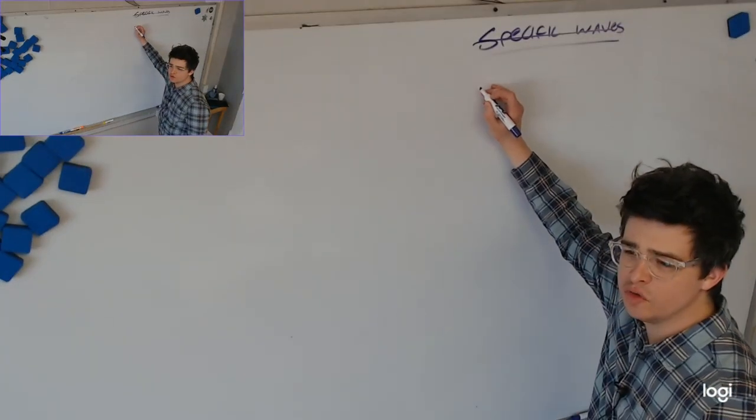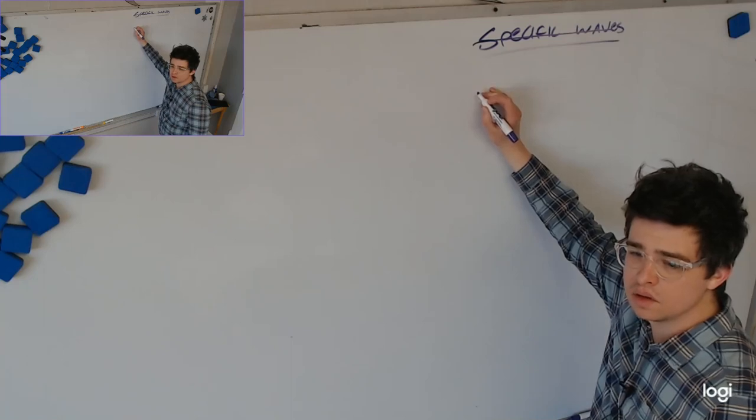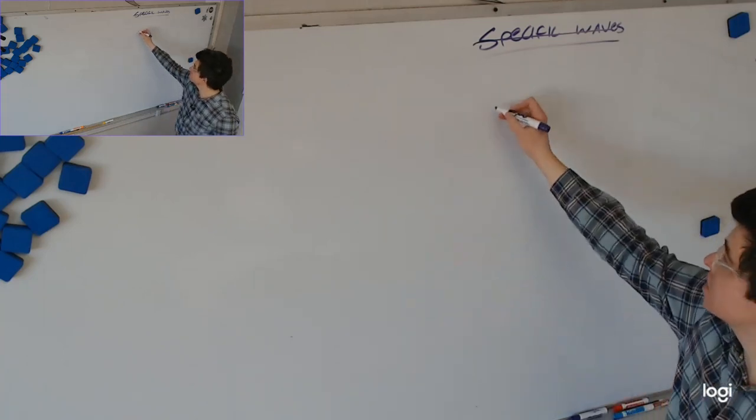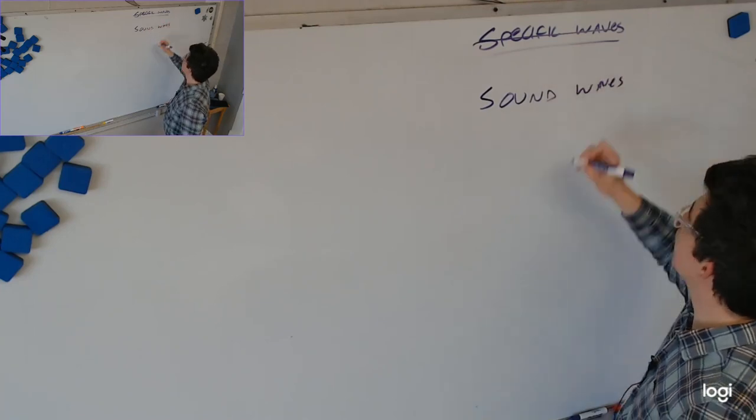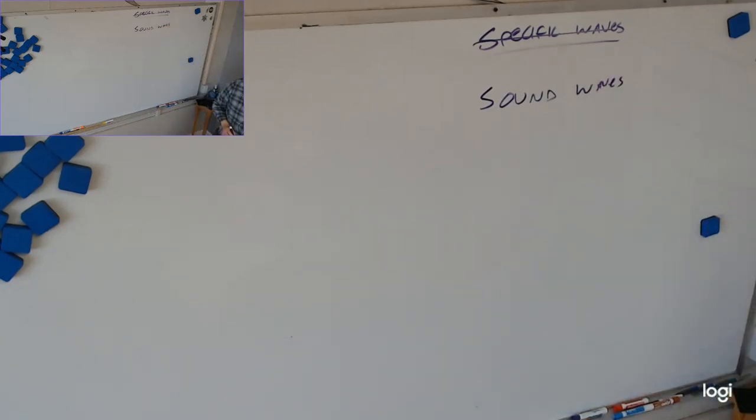Let's move on to a more specific thing. What other things can move as waves? Sound. Let's talk about sound next. Sound waves. What kind of wave are sound waves? We've already talked about these a little bit. Aren't they transverse? No. We do sometimes represent sound waves as transverse.